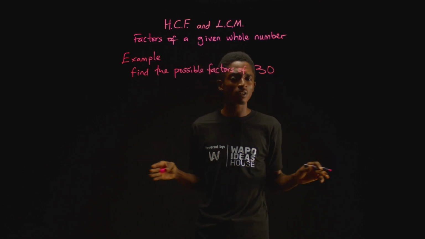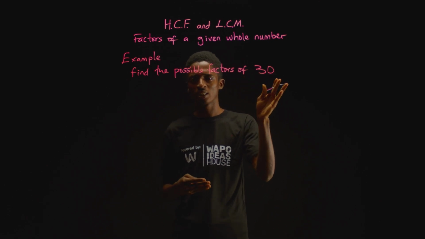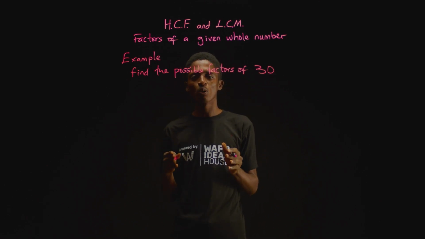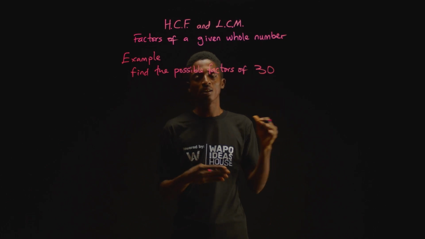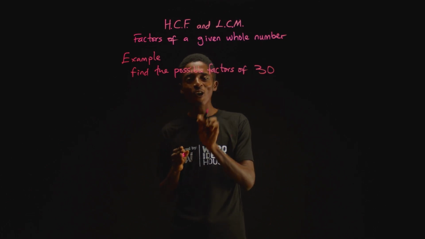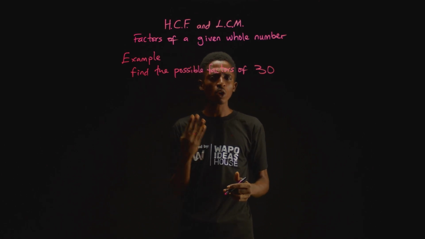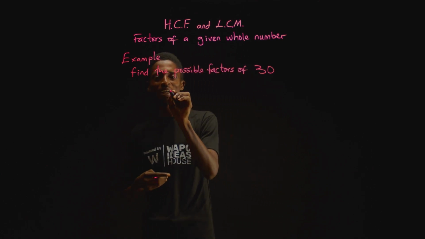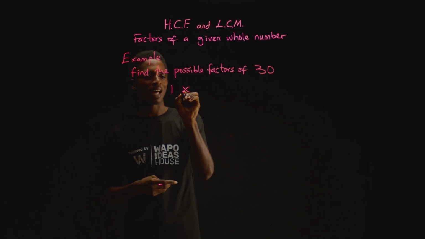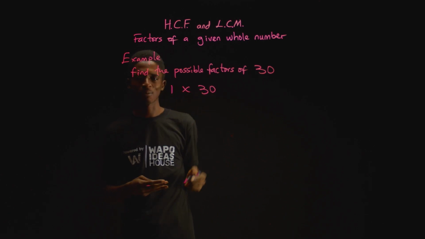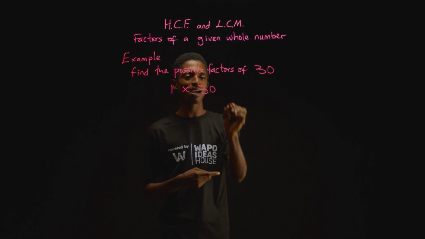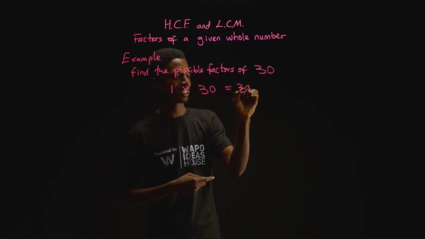Now, there are several of these multiples that will always give you 30. When you get all these multiples, you can then, from those multiples you have gotten, get all the individual possible factors of the number 30. One of these multiples, of course, is the numbers 1 multiplied by 30. We agree that 1 multiplied by 30 is 30.